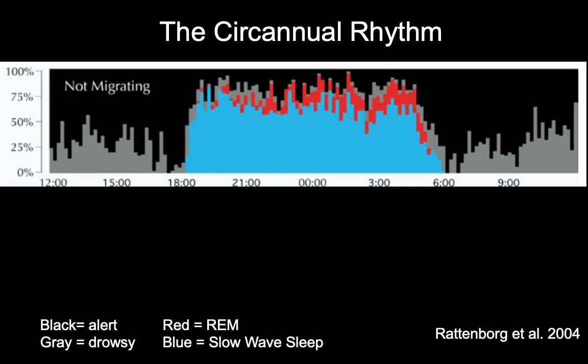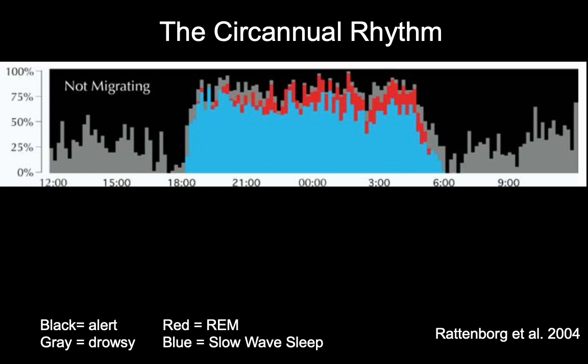This is from the paper itself. And so what we're looking at here, if you take a look at the x-axis, is time. It's a 24-hour period here. We have 12 all the way on the left-hand side, which would be 12 noon. 15 would be 3 o'clock, 3 p.m. Around 18, we see a fluctuation, a change in our graph here.